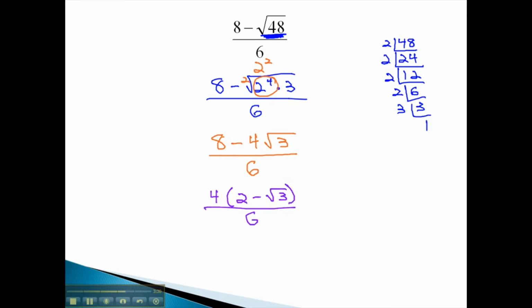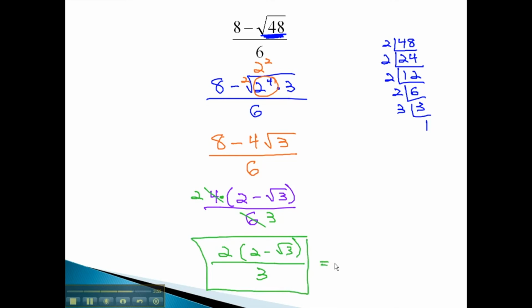And now that it's factored, 4 times the parentheses, we can divide out of the 4 and the 6 a 2, leaving behind 2 and 3. We're left with 2 times 2 minus the square root of 3, over 3. This will work as our final solution. However, if you wish, you can distribute the 2 through to get 4 minus 2 root 3 over 3, and this answer will work as well.